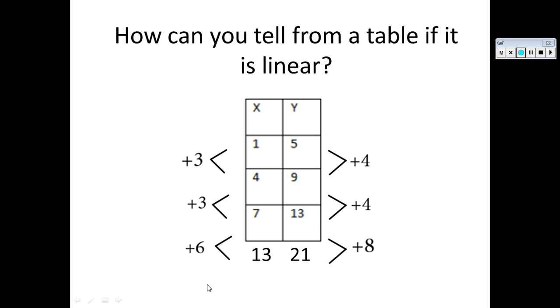However, if I look at 8 over 6, okay, 8 is my change in y, 6 is my change in x, and if I divide both numbers by 2, I end up with 4 over 3. 4 over 3. Okay, so since the simplified form of the change in y over the change in x is the same as what I originally started with, this is indeed a linear equation.